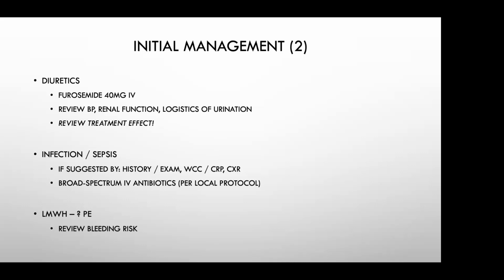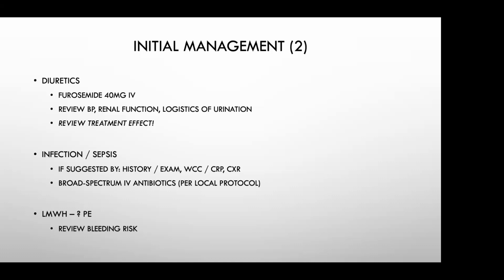If you think they're overloaded, then diuretics, so furosemide, 40 milligrams intravenously is the way forward. Have a look at their blood pressure to be sure they can tolerate it. Paradoxically, often patients who are overloaded and hypotensive may actually show blood pressure improvement if you diurese them because of improvement in cardiac filling. And again, have a look at their renal function beforehand.